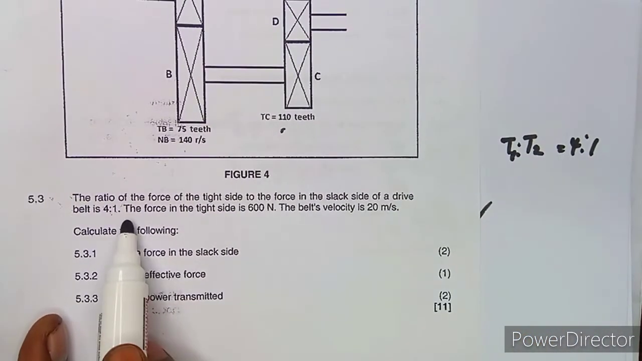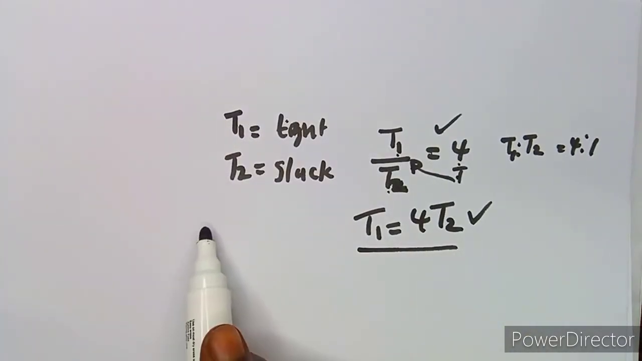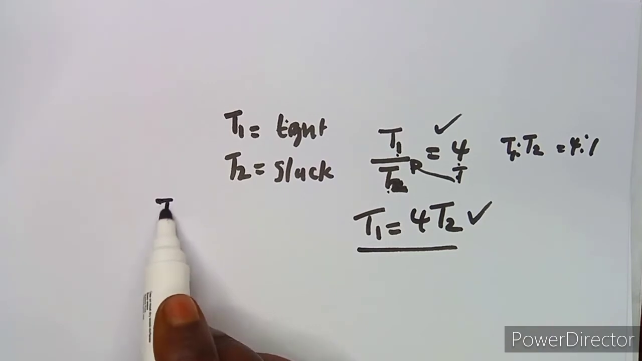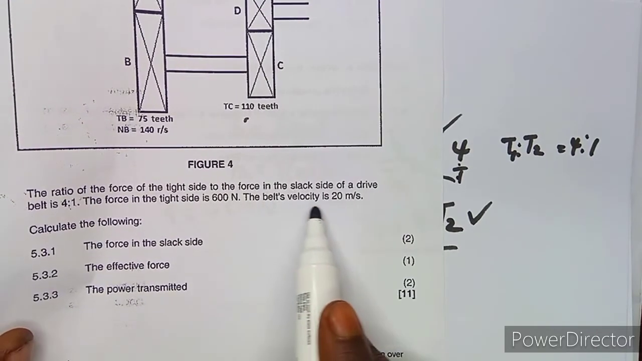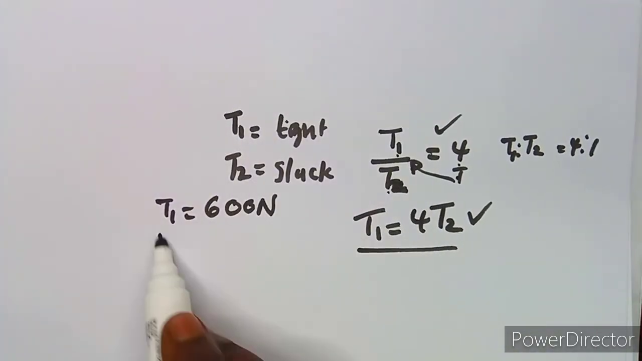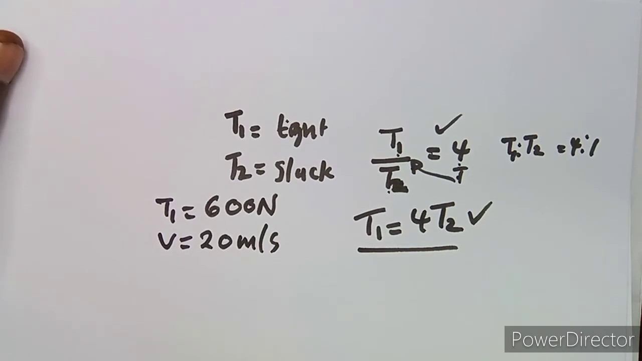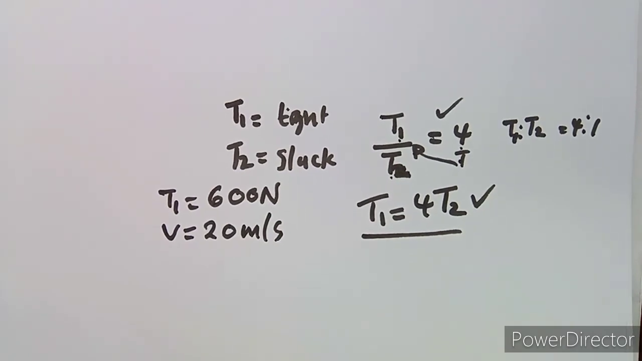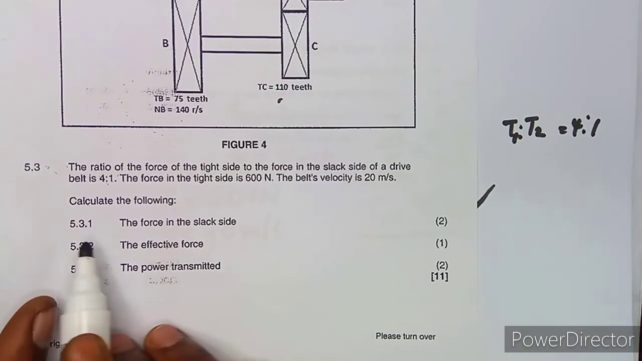Then we are given the force on the tight side is 600, so we are given T1 in this case. T1 is 600 newtons. Then we are given the velocity of the belt, which is 20 meters per second. So that's what we got, guys. Let's do this now. What are we given? What do we want to do?